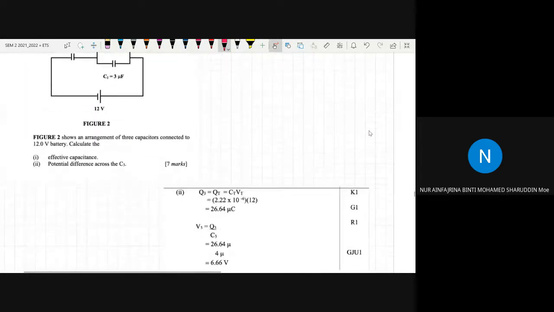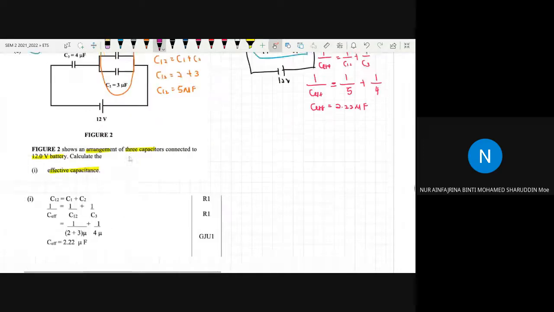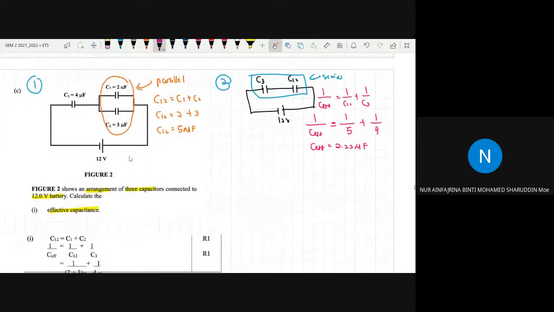So the next question, dia minta kita cari potential difference across the C3. Sebenarnya dia minta V3. So macam mana kita nak buat V3 ni? Okay, let's look. So last kali ni, dia habis dengan apa? Series circuit. So like I told you, bila kita dah lukis diagram, our last step is going to be our first step untuk cari benda lain. Okay, so sekarang dia finish dengan series.